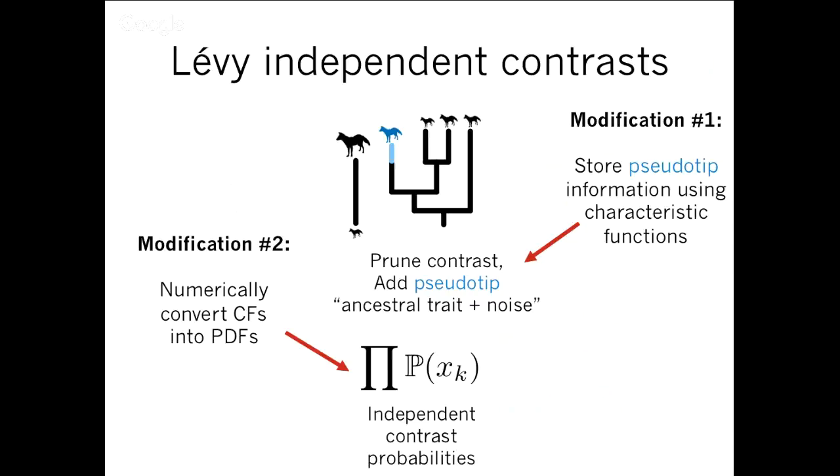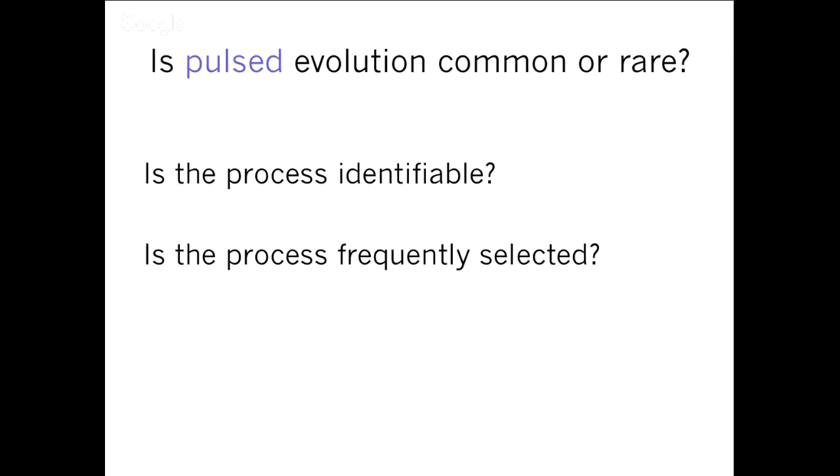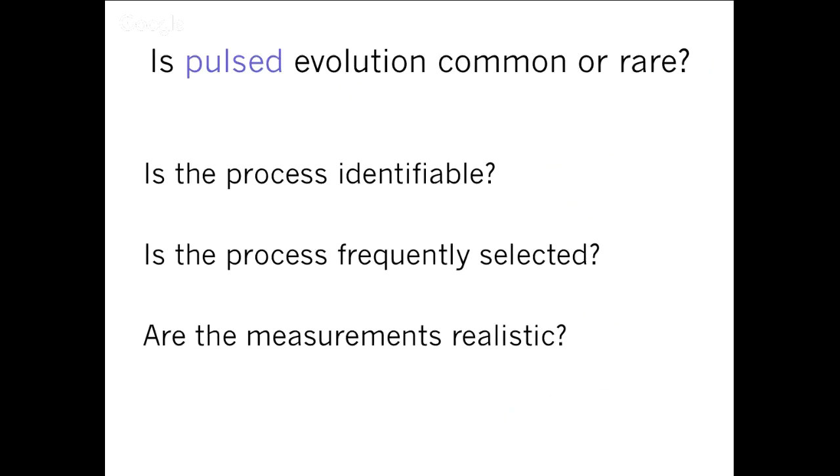The one issue, though, is that eventually we want to compute the probabilities of this distribution of contrasts, which are all stored in terms of characteristic functions. So in order to compute that probability, we need to numerically restore our characteristic functions into probability densities using Fourier transforms. That's basically all I'm going to mention about the method for now, but that equipped us with a method that allowed us to test whether or not pulsed evolution is common or rare in a phylogenetic data set. And for this, we set out 3 criteria. First, is the process identifiable? Second, is the process frequently selected? And third, are the measurements realistic or not?